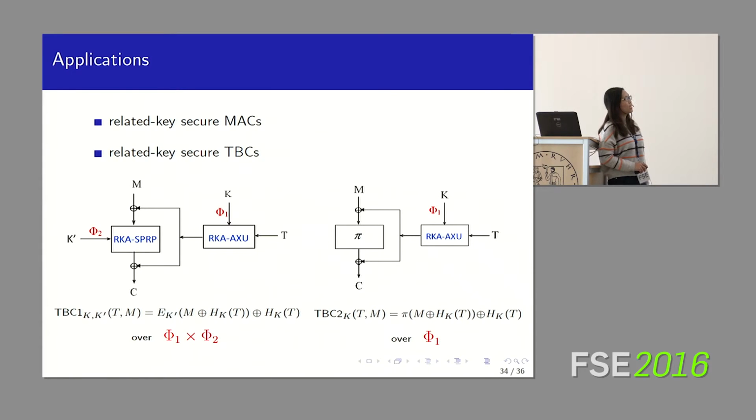Next is the relatively secure TBCs. In TBC 1, we assume that the hash function is RKA-AXU over phi 1 and the block cipher is RKA-PRP over phi 2, then TBC 1 is RKA secure over phi 1 times phi 2. And in TBC 2, here pi is a public random permutation, and the hash function is RKA-AXU over phi 1, then TBC 2 is RKA secure over phi 1.